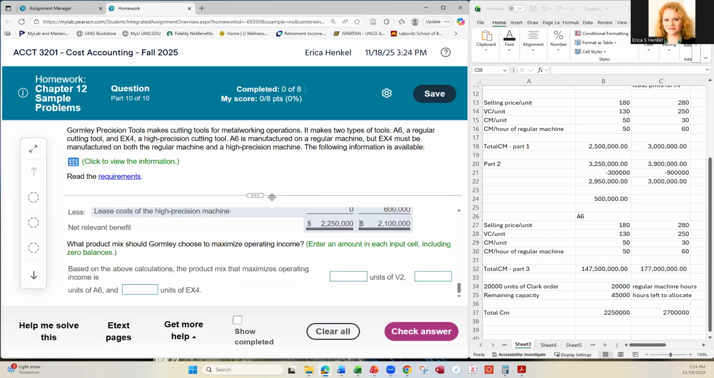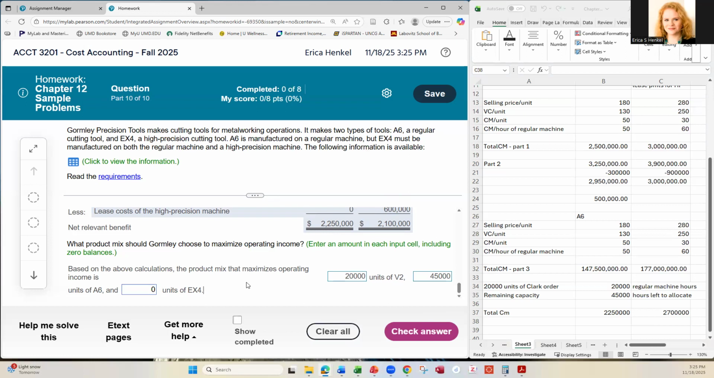So looks like what we would want to do then is we would still be looking at, well, let's see here. If we, let's see here. So we would want to do the, okay, oh, the V2 is the Clark one. So we're going to do all 20,000 units of that. And then we're going to do 45,000 units of this A6 and then no units of EX4.